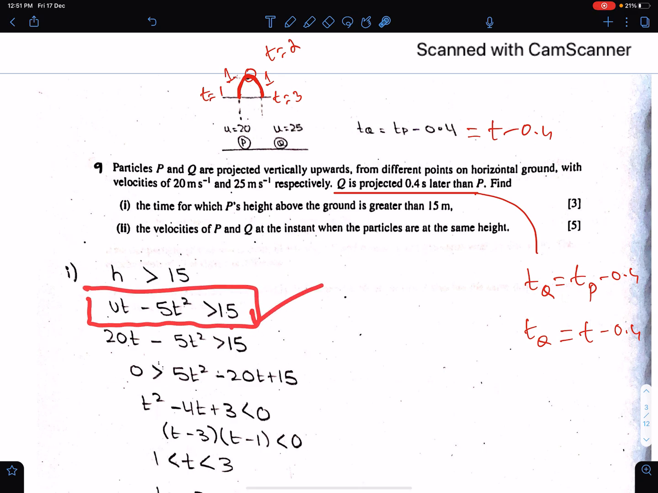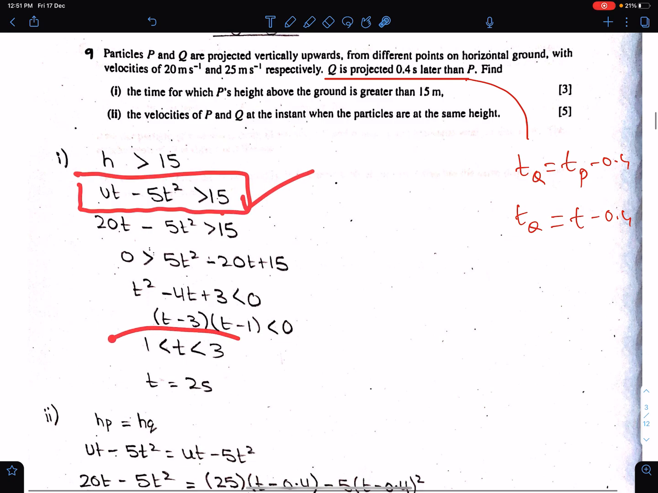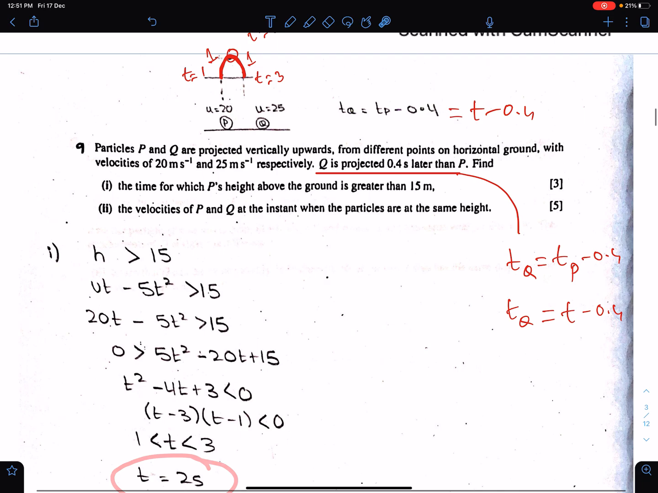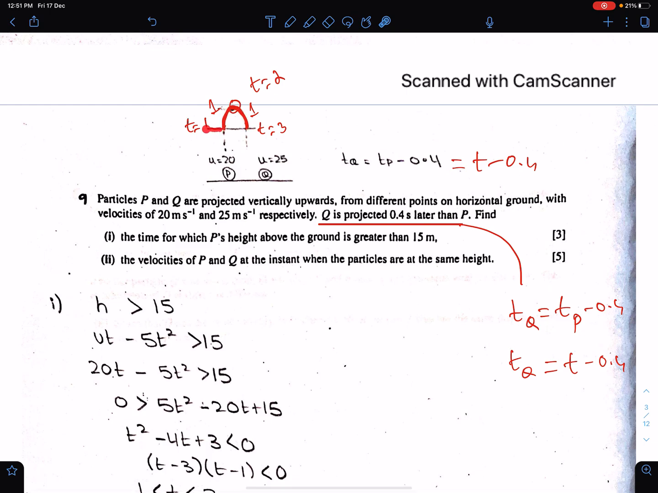When you will solve this inequality, you will get two values of t, 1 and 3, and the answer is 2 because we need time when the particle's height is greater than 15. This time. So over here t is 1 and over here t is 3. So this total time is 3 minus 1, which is 2. And when you divide this time by 2, you will get this time. So this is 1 and this is 1. But we need total time, which is 2.